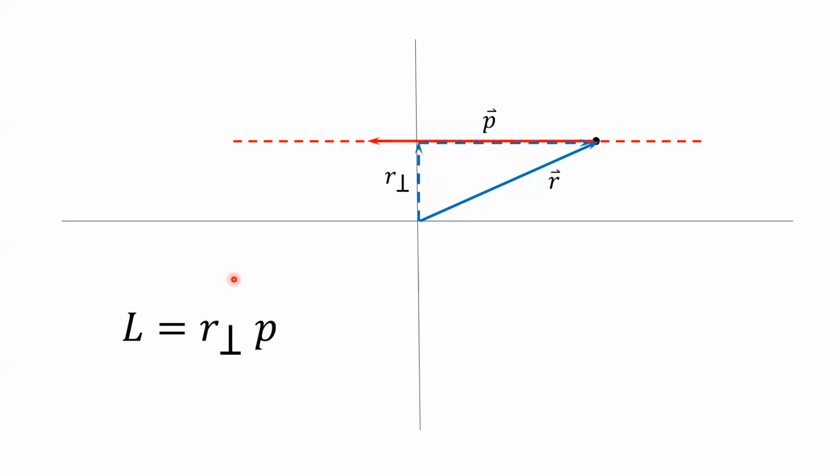Otherwise, you could just look at the quantity. It's meters times kilogram meters per second. r perp p. Try to memorize that, r perp p.